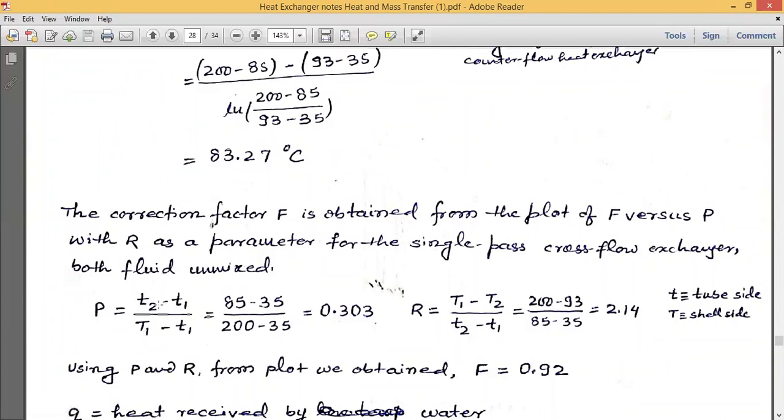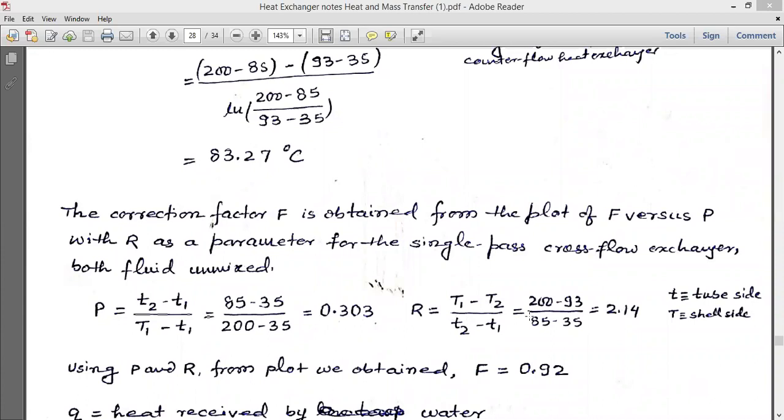By knowing that one means inlet and two means outlet, small t2 is the cold fluid outlet temperature, small t1 is the cold fluid inlet temperature, and capital T1 is the shell side, the hot fluid inlet temperature. By inserting this numerical data, we determine the value of P as 0.303. Also, we can determine the value of R by definition, that is T1 minus T2 upon small t2 minus small t1. T1 is the hot fluid inlet temperature, T2 is the shell side hot fluid outlet temperature, and small t2 is the tube side outlet temperature and small t1 is the tube side inlet temperature. By substituting, we know the two values.